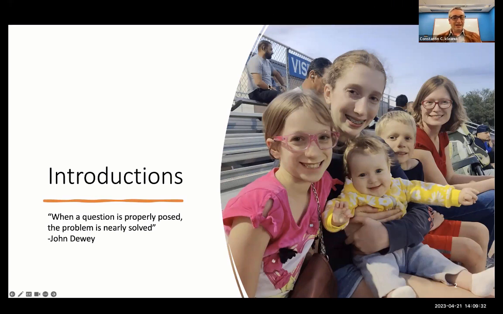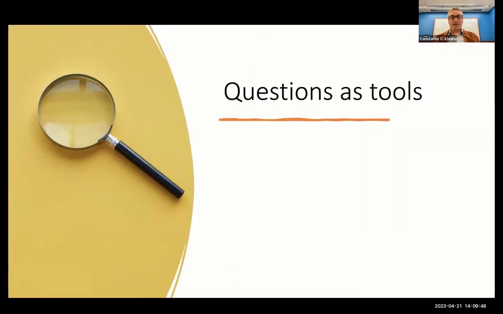Let's see here. I wanted to read to you this little quote because I think it's pretty good, by John Dewey. It says, "When a question is properly posed, the problem is nearly solved." I just thought it fit pretty well with what we're doing. So questions are tools. Questions help us achieve certain goals, right?